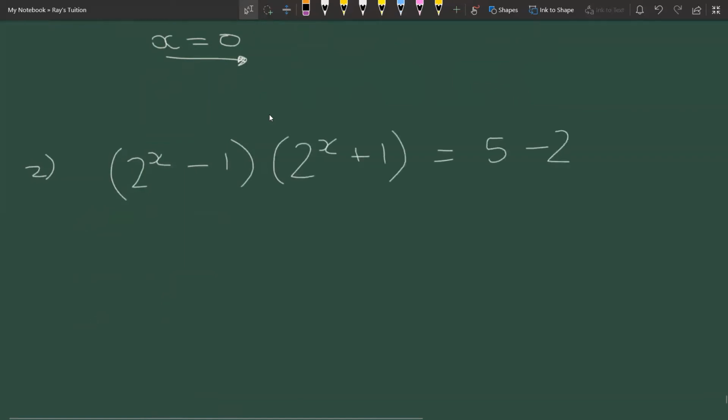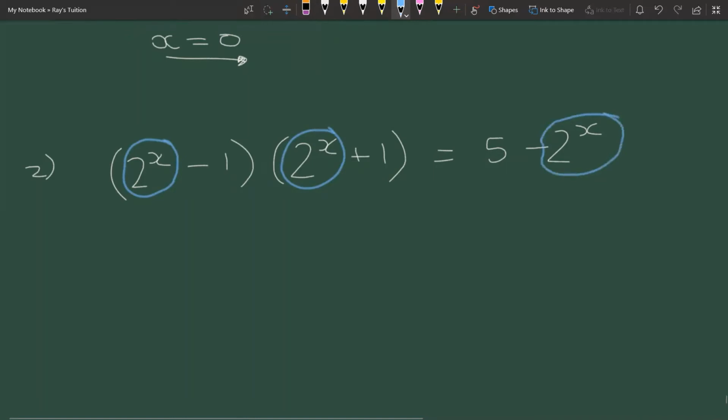Let's have a look at another one. So now we've got 2 to the power of x minus 1 times 2 to the power of x plus 1 is equal to 5 minus 2 to the power of x. Again, we need to solve this, but the 2 to the power of x is all over the show. It's kind of difficult to make 2 to the power of x the subject. But if you think about your previous sections, what was one way to make a more complicated equation simpler? It was the substitution method.